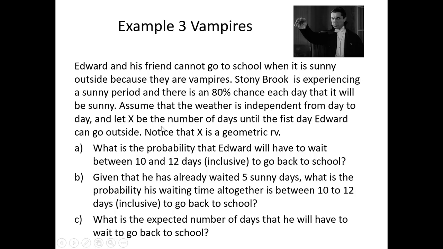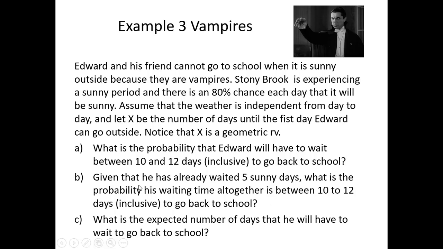We let X be the number of days until the first day Edward can go outside. Notice that X is a geometric random variable. Number of days until the first day you go outside. So in part A, we'd like to know what's the probability that Edward will have to wait between 10 and 12 days inclusive to go back to school?